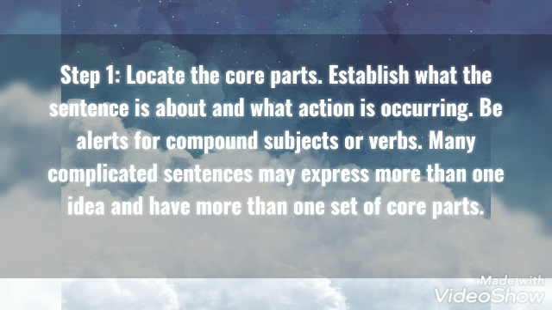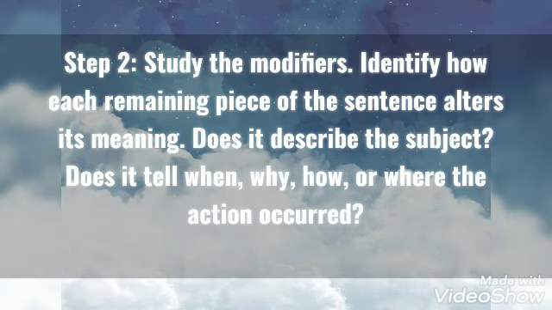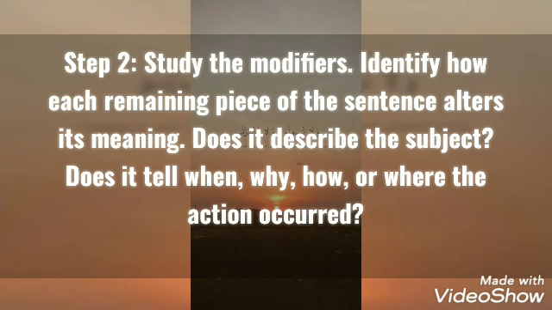Step 1. Locate the core parts and establish what the sentence is about and what action is occurring. Be alert for compound subjects or verbs. Many complicated sentences may express more than one idea and have more than one set of core parts. Step 2. Study the modifiers. Identify how each remaining piece of the sentence alters meaning. Does it describe the subject? Does it tell when, why, how, or where the action occurred?